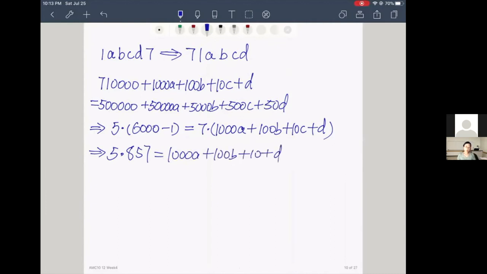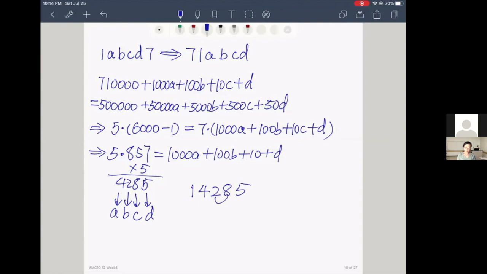Once we find the product of these 2 numbers, let's multiply them together. We should be able to find A, B, C, D. Which means that A is 4, B, sorry, this is A. B is 2, C is 8, D is 5. The original number, therefore, is 14285. The question asks, what is the sum?